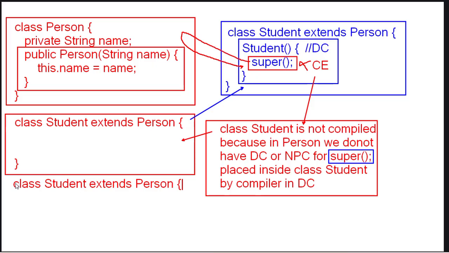You are in the exam hall. You read extends person. Then what will you do? You read further code in the class student, and immediately go to the person class. In the person class, you have to verify which constructor is available. What constructor is available? Parameterized. Then come down and see.